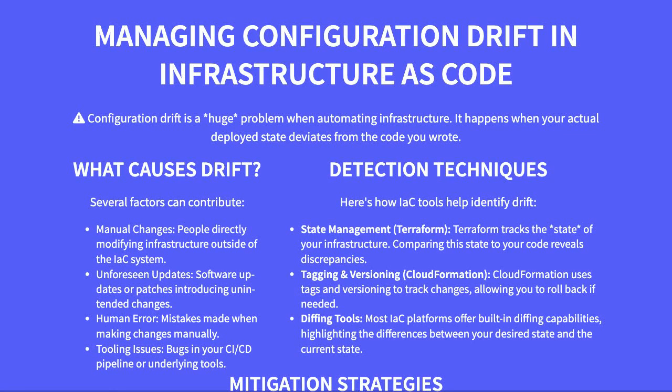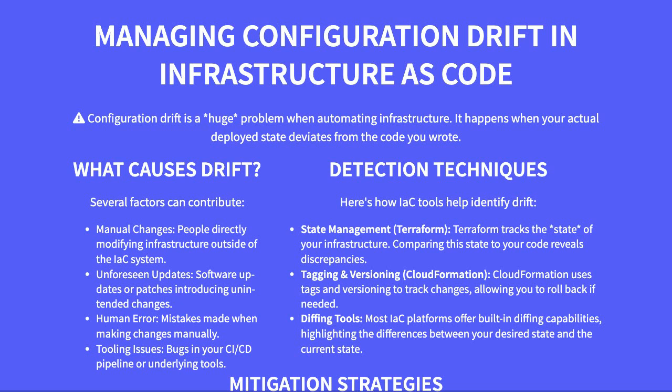Okay, so let's talk about a really important issue when we're using infrastructure as code: configuration drift. Basically, this happens when what's actually running in your cloud environment doesn't match exactly what you defined in your code. There are several reasons for this. Sometimes people make changes directly to the infrastructure without using our IaC tools, or updates can accidentally introduce new configurations. We need to be aware of these potential causes and, more importantly, how to manage them.